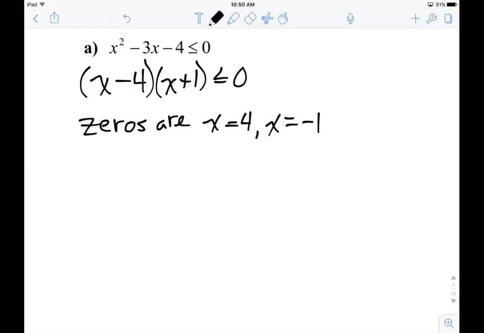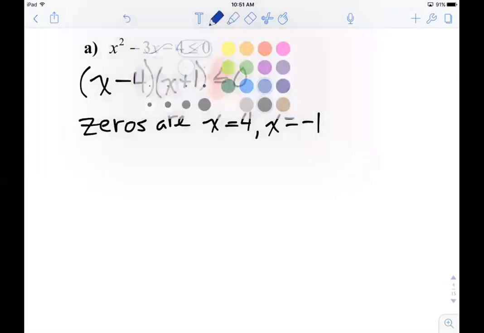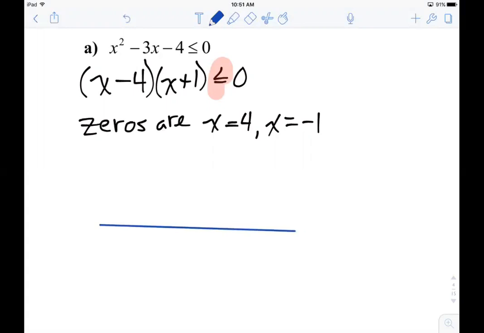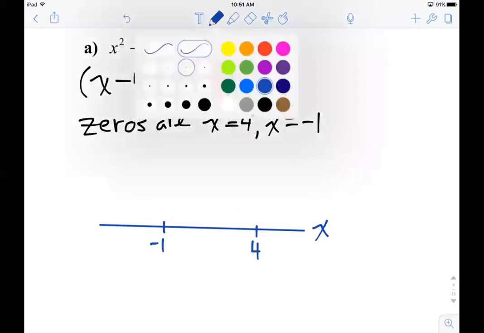Then our last step says that if the quadratic that we're interested in is supposed to be less than, or in this case less than or equal to 0, then the solution that we want is all of the x values that are in between the two roots, or the two zeros that we found. So I'll just sketch out a little line here. It's like my x-axis. And somewhere along that x-axis, let's put a negative 1. A little bit farther down, we'll show where 4 is located.